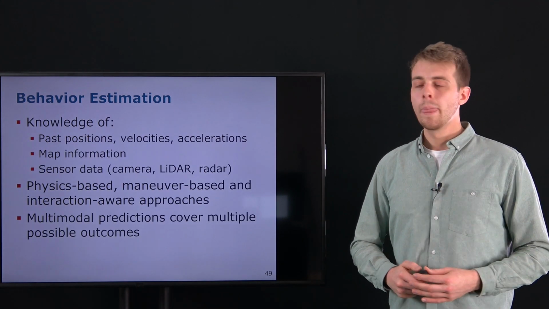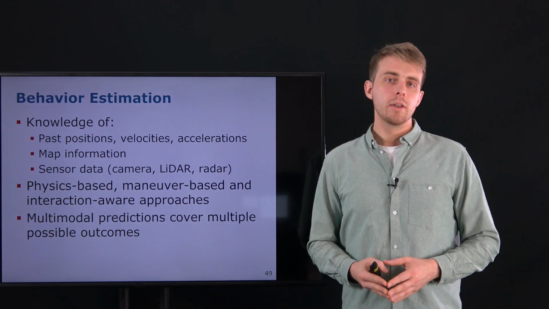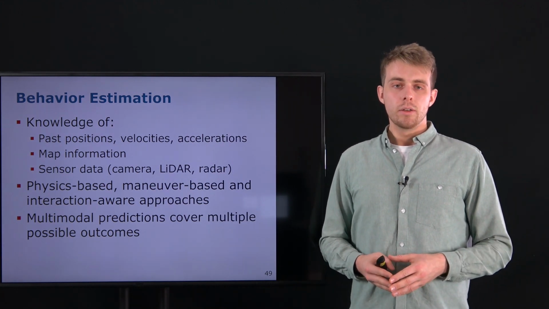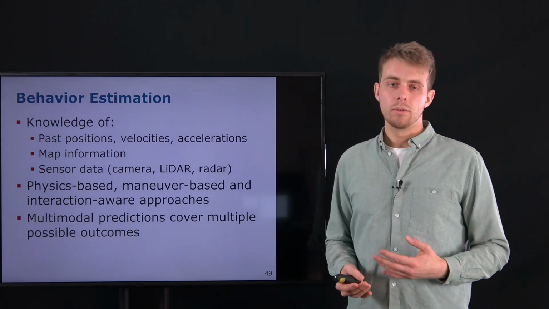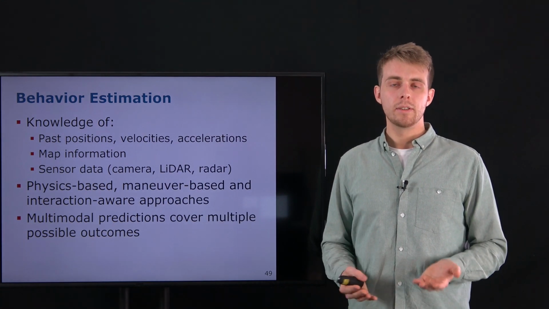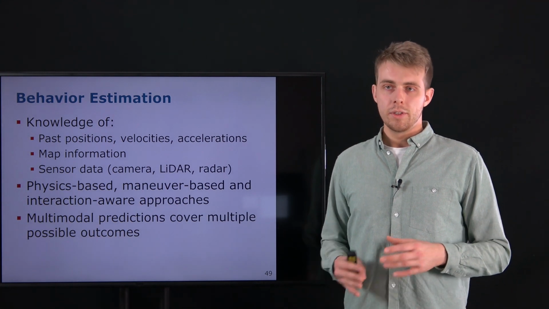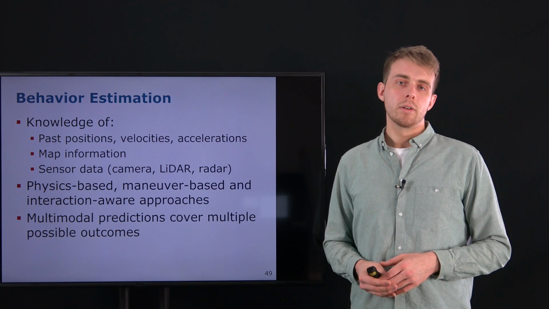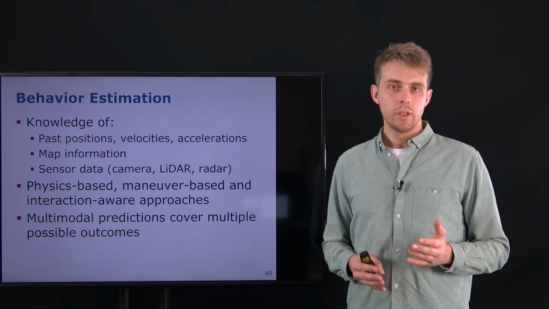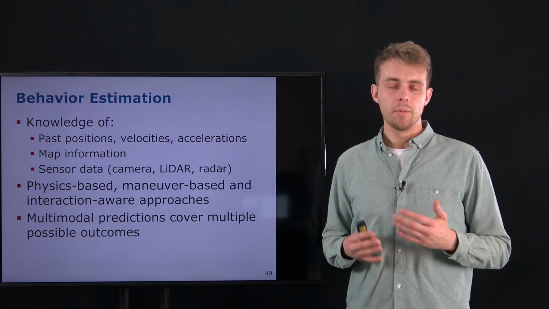This behavior estimation is typically done based on different inputs. So one thing we can use is the set of past positions and velocities and accelerations. So if you know where the other cars have been and how fast they are, you can estimate where they might go. You can also use the map information.